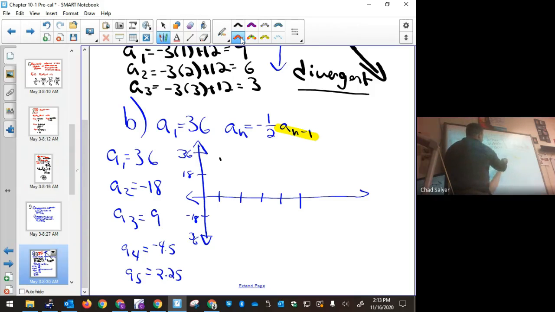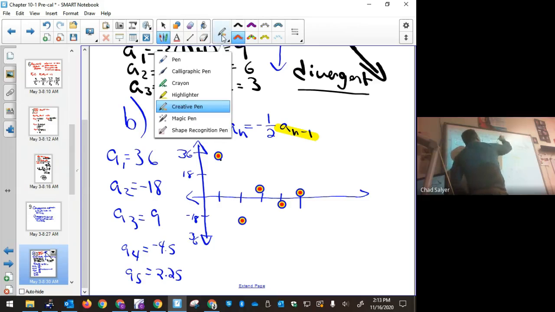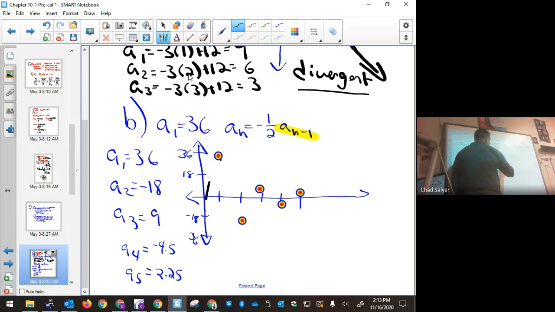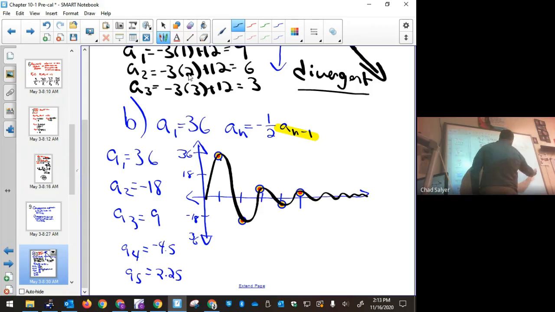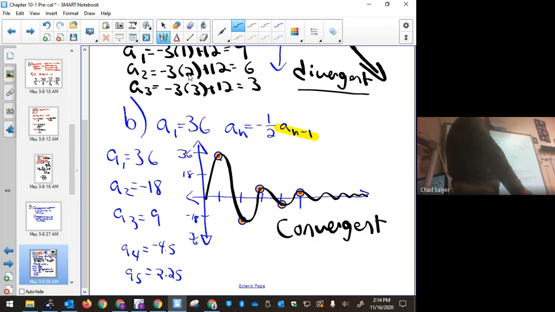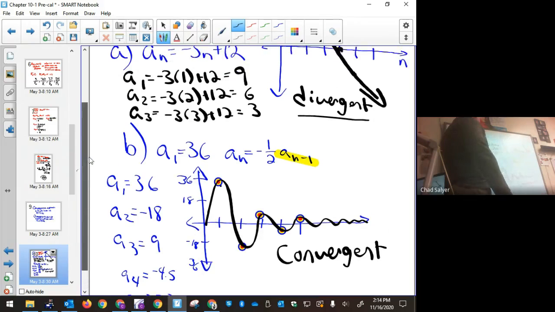So 36 for 1. 2 is negative 18. 3 is positive 9. 4 is negative 4.5. And then positive 2.25. So do you see how this one's going to have this sort of behavior? And it will approach 0. So this will converge. This is a convergent sequence, because as it gets closer and closer to infinity, it gets closer and closer to 0.